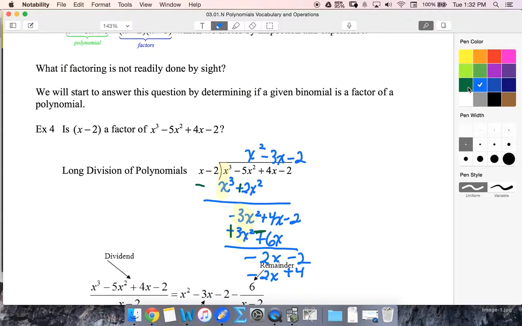Draw the line, change the sign. So draw the line and subtract. I get a 0. Negative 2 minus 4 is negative 6. Since I have a remainder, there's nothing that I can multiply x by to get negative 6. So I have a remainder, so is this a factor? No. There is a remainder.